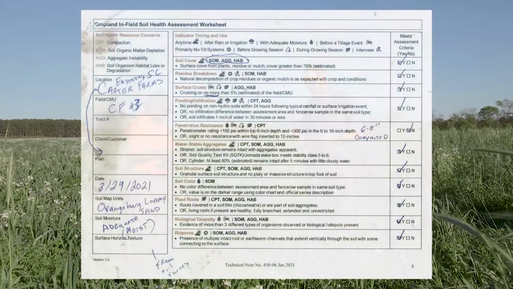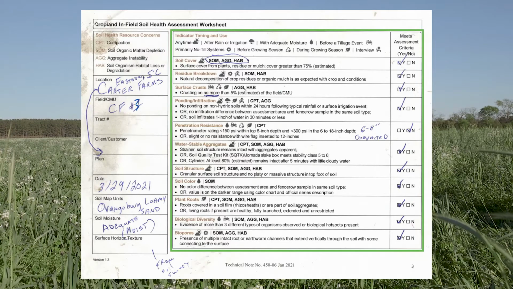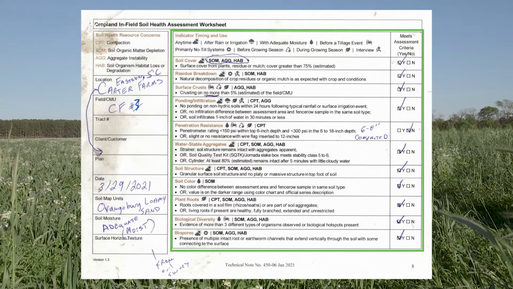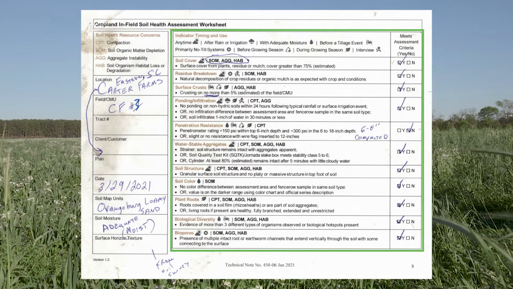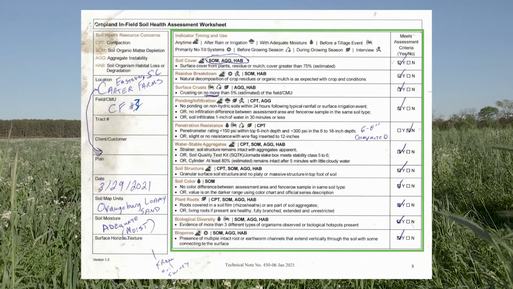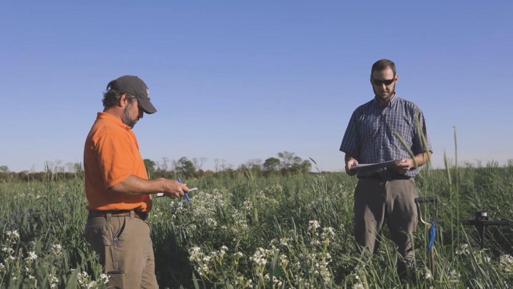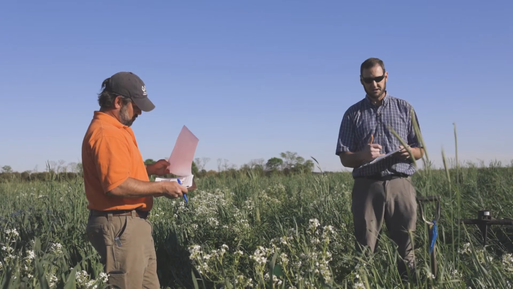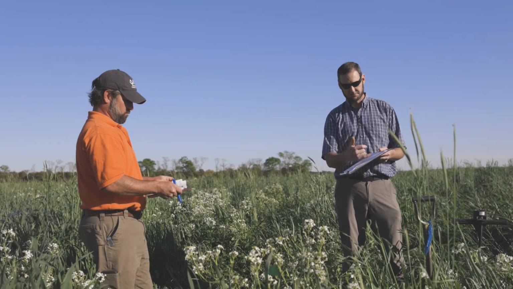As I mentioned earlier, we have 11 different indicators that we'll be looking at. Each indicates the timing and use for when we would want to look at it, and it also shows the resource concerns that particular indicator is going to identify if it's there or not. We complete that indicator and indicate our finding on whether it meets the assessment criteria, yes or no. It's just a simple yes or no question. We're not having to come up with any numerical values for this. So we can follow these tests straight down the list.